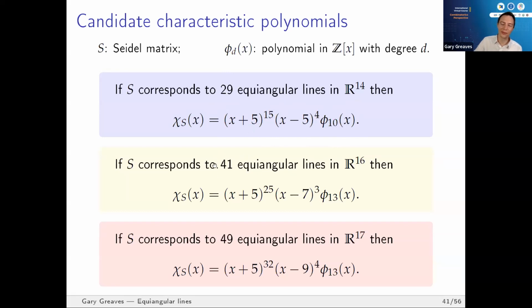And we can do similar things for 41 lines in dimension 16, 49 lines in dimension 17. And these are just 3 examples. We can do this for lots of different cases, but the ones of interest are dimensions 14, 16, 17, because that's where we're focusing on our upper bounds. So we can work out some of the other eigenvalues, and then it remains to work out these factors, which have degree 10, 13, and 13.